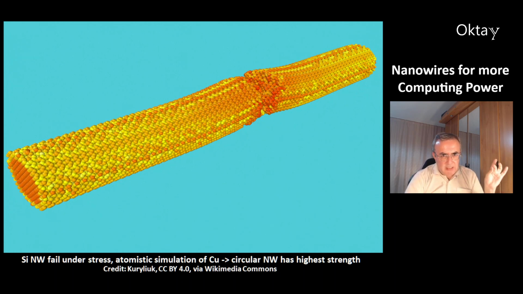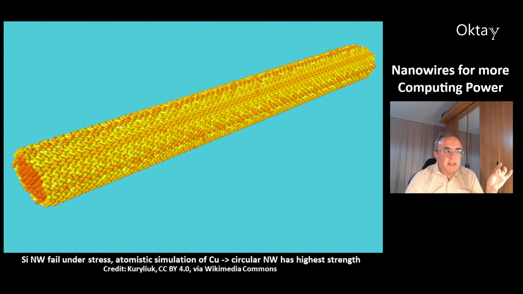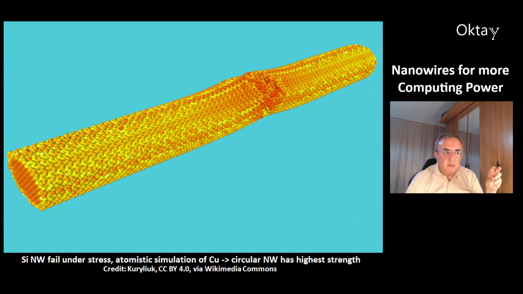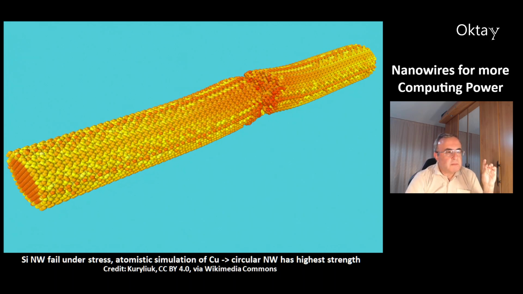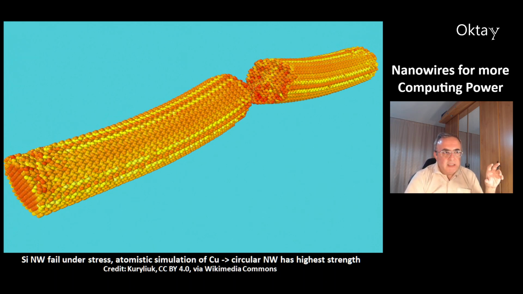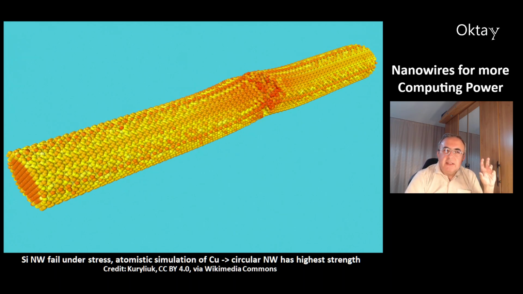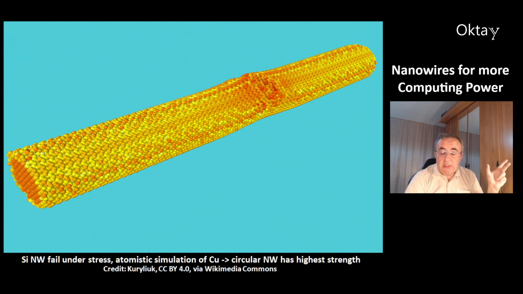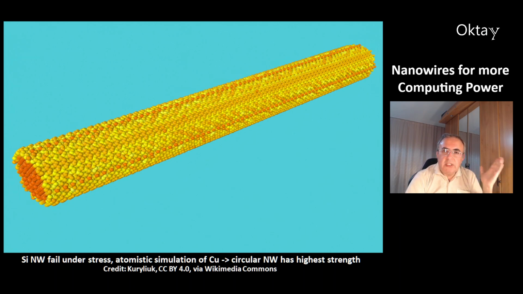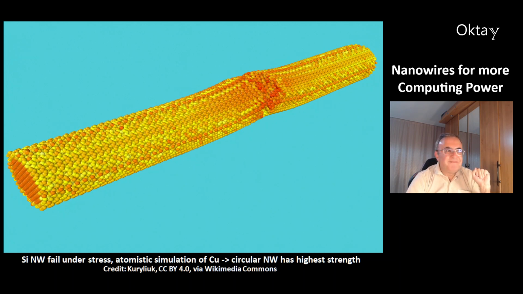This is a failed test of silicon nanowires under stress. This is an atomistic simulation made with copper. And this simulation shows that the circular nanowire is the one with the highest strength. The one with the lowest strength is the triangular nanowire.